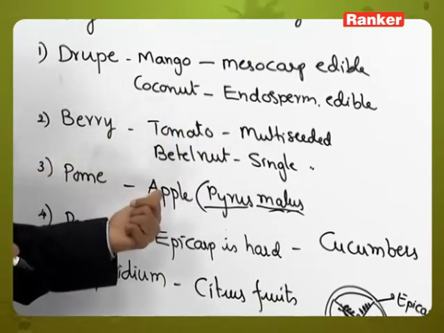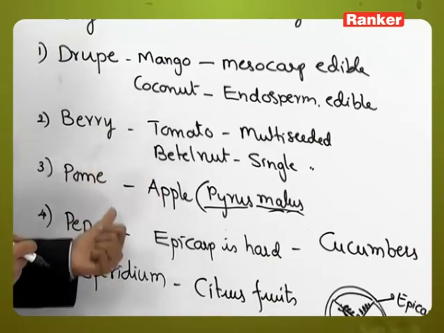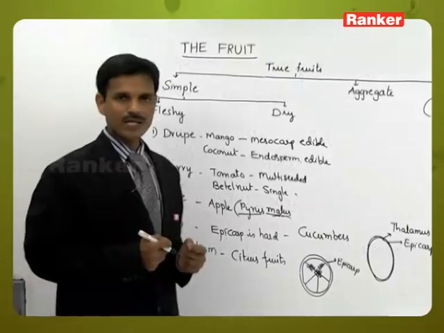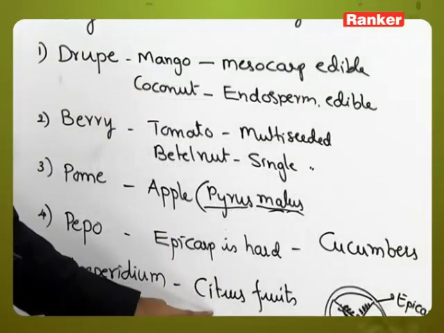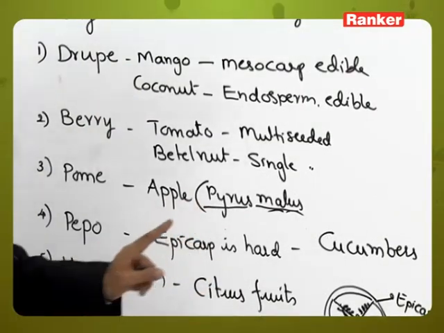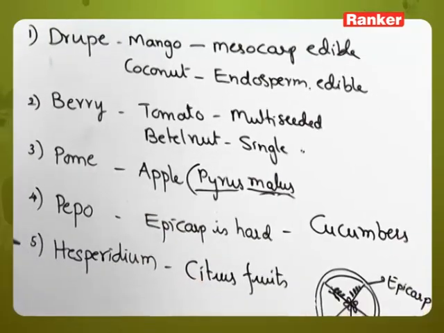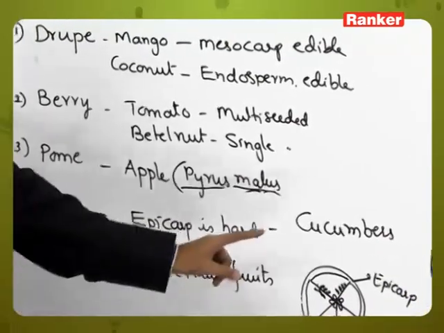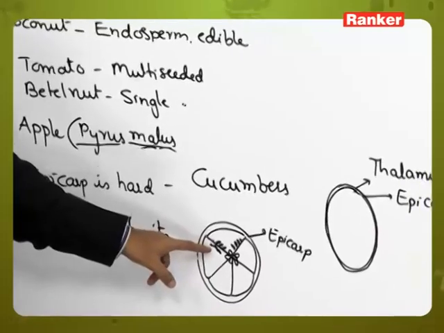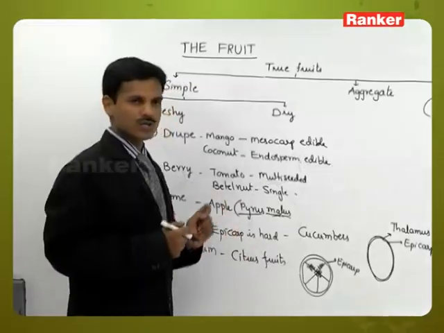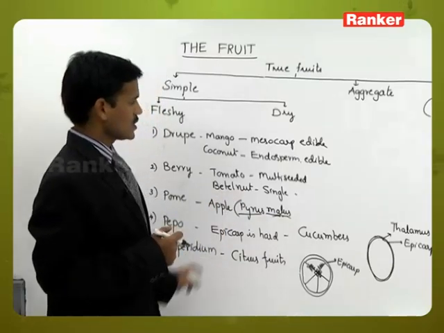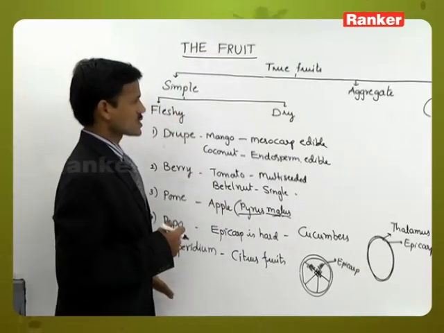Next, pome is observed in the apple. Pepo is the characteristic fruit of Cucurbitaceae family members, or cucumbers. Hesperidium is the characteristic fruit of Rutaceae family members, like citrus fruits. In citrus fruits, the juice is stored in the juicy hairs; inside the endocarp, a number of small juicy hairs are present. So that is about fleshy fruits.